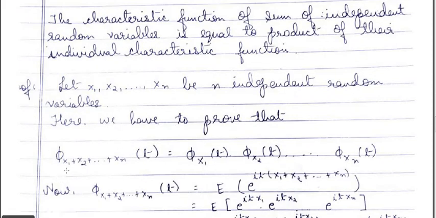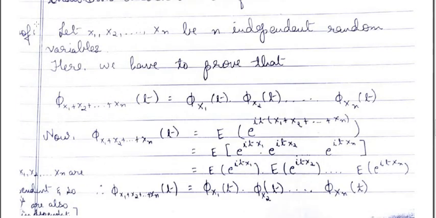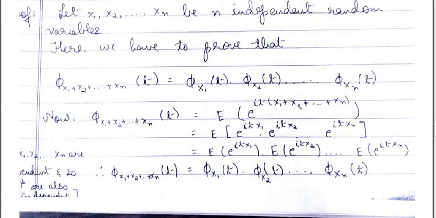That is what we proved. Phi of (x1 + x2 + x3 + ... + xn) at t equals phi of x1 at t into phi of x2 at t into phi of xn at t. So that is what we had to prove. Since x1, x2, ..., xn are independent and their expectations are also independent, their characteristic functions are also independent, right? So expectation is also independent and the characteristic function is also independent.